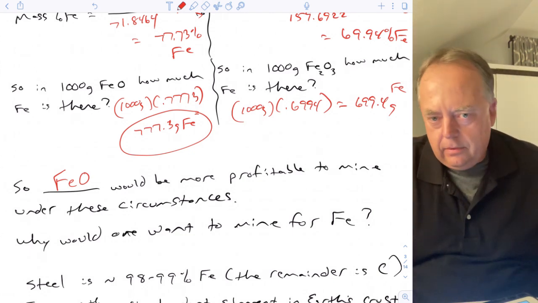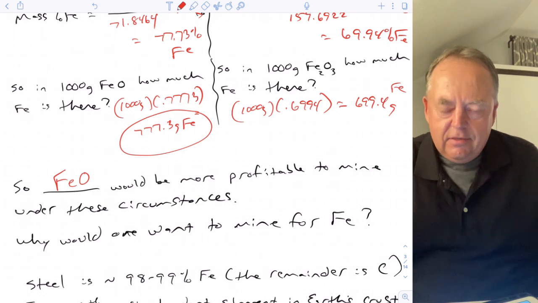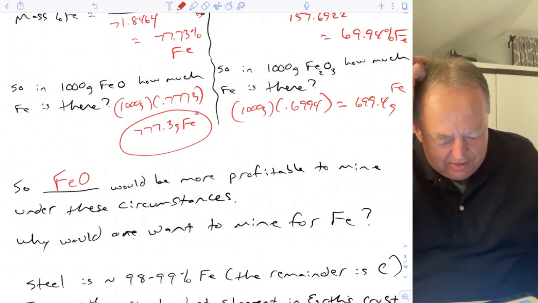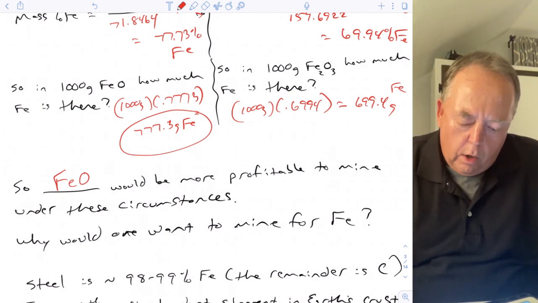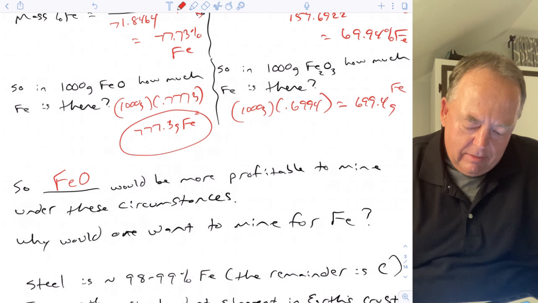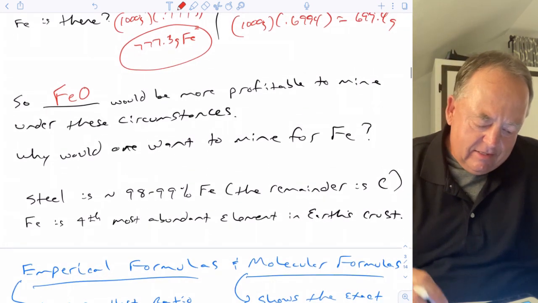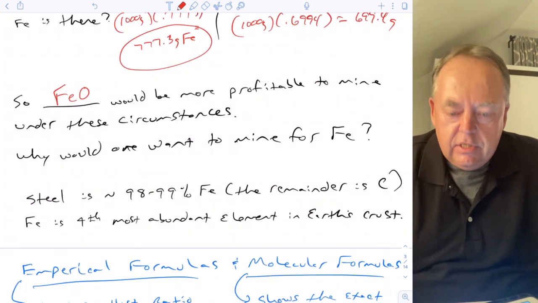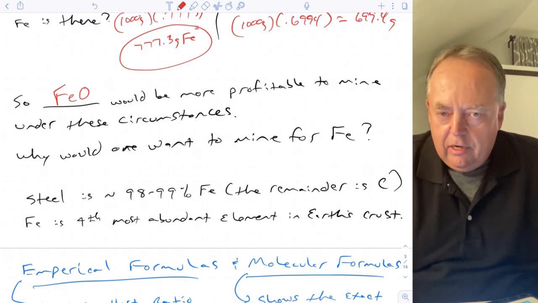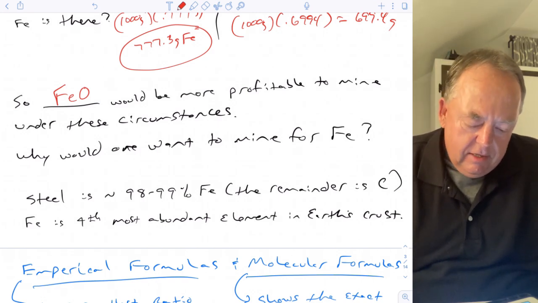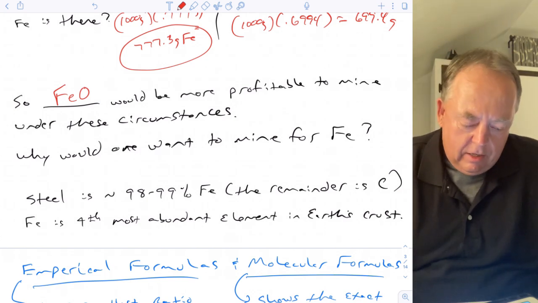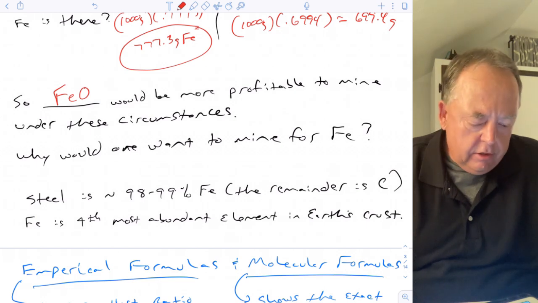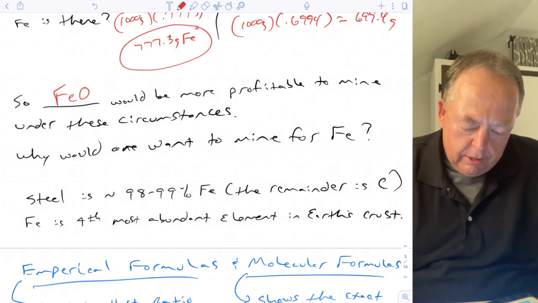In reality, it's probably not the same cost to mine the two, right? So the actual business model would be much more complex than this. So why would one want to mine for iron? Because you can build things with it, right? Steel is about 98 to 99% iron. It's mixed with a little bit of carbon to change the properties a little bit. So obviously iron is a very important element that gets mined on a huge scale. It's the 4th most abundant element in Earth's crust.